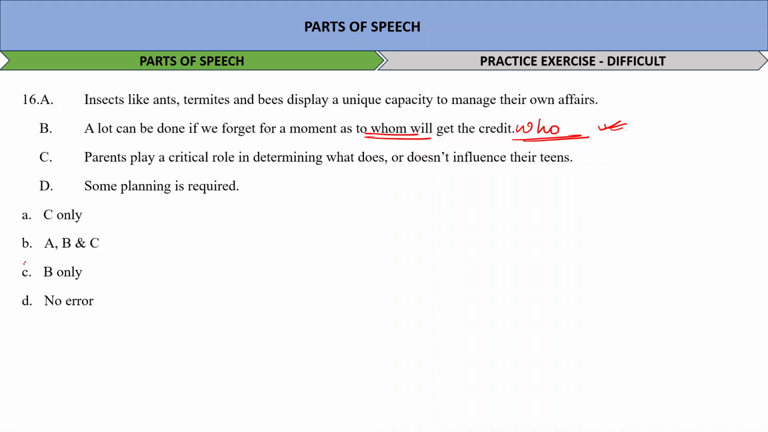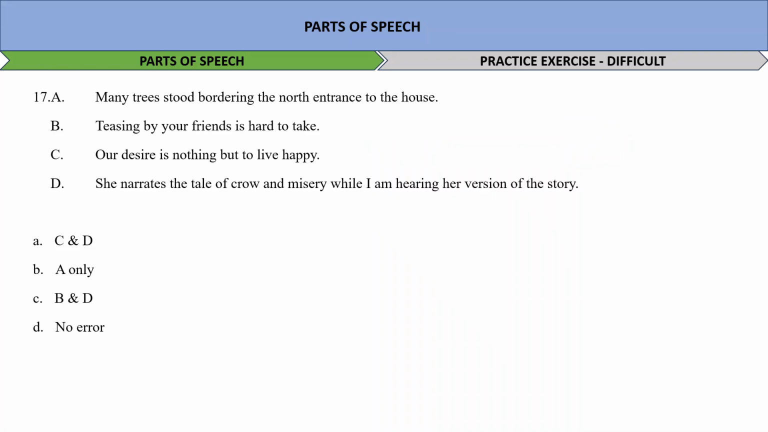Okay, many trees stood bordering the north entrance to the house. Teasing by your friends is hard to take. Our desire is nothing but to live happy. She narrates the tale of crow and misery while I am hearing her version of the story. So you see, in sentence number C, shouldn't it be to live happily? Our desire is nothing but to live happily.